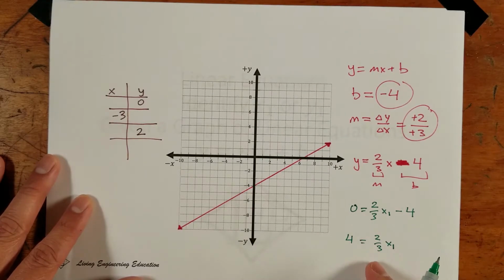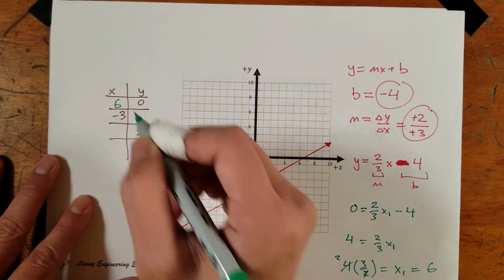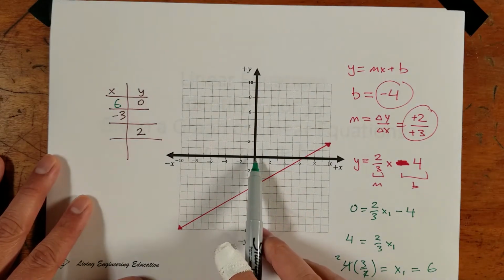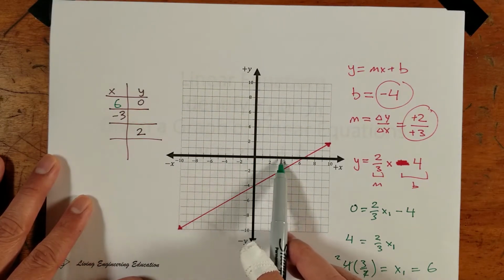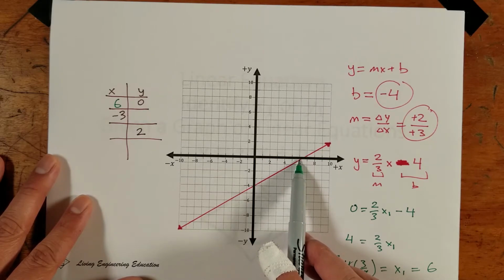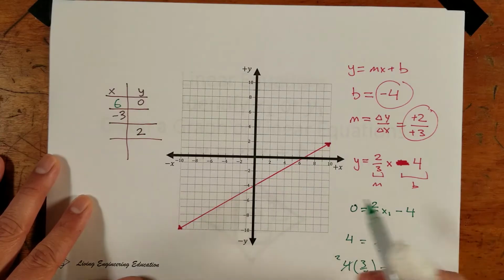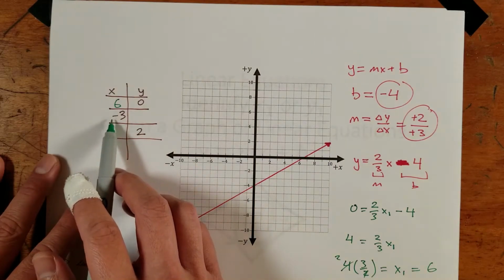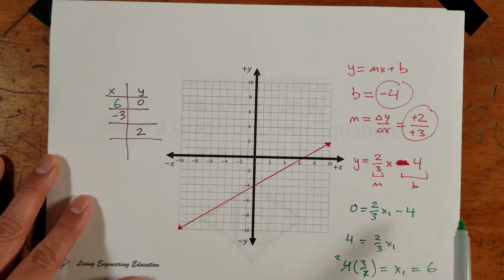And then I'll multiply 3 halves on both sides. So I get 4 times 3 halves is equal to x1. So this is equal to 6. So we can check at y equals 0, that's along the x-axis. The x-axis crosses the line at x equals 6. So that's correct. Next, we have x equals negative 3.